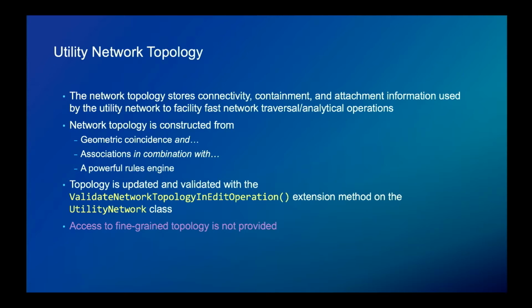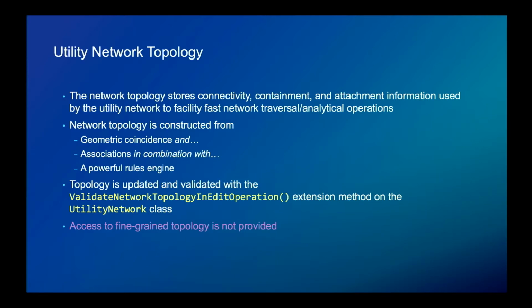So to update topology, after you've made an edit, you call this routine called validate network topology in edit operation. And this is one of those extension methods I talked about at the beginning. So not only is this going to update the network topology, but equally importantly, if you're running this in an add-in, it's going to refresh the portion of the screen that had your dirty areas, and it's going to create an entry on the undo redo stack in Pro.